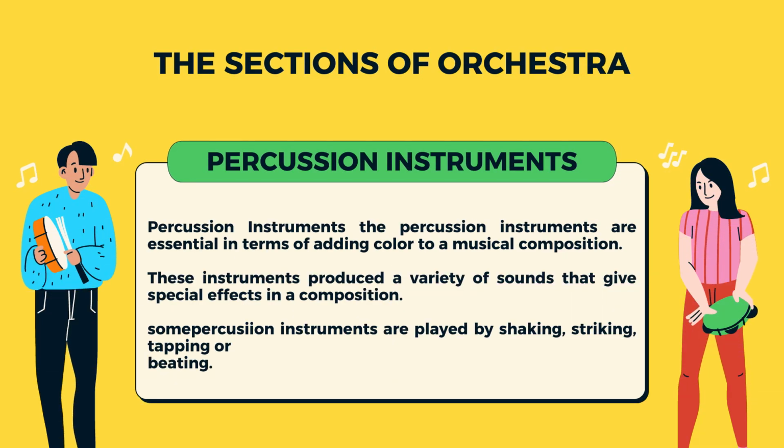Percussion instruments. The percussion instruments are essential in terms of adding color to a musical composition. These instruments produce a variety of sounds that give special effects in a composition. Some percussion instruments are played by shaking, striking, tapping, or beating.